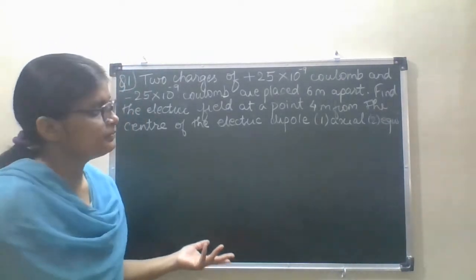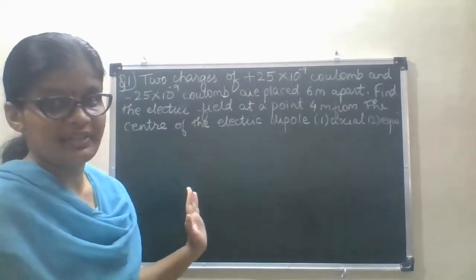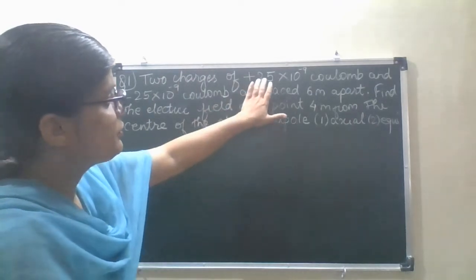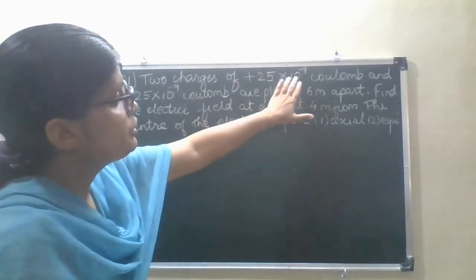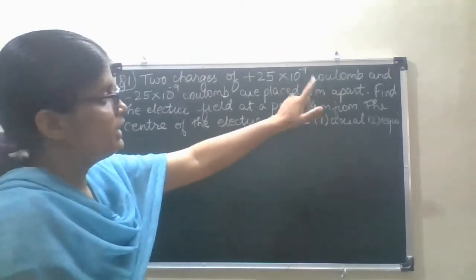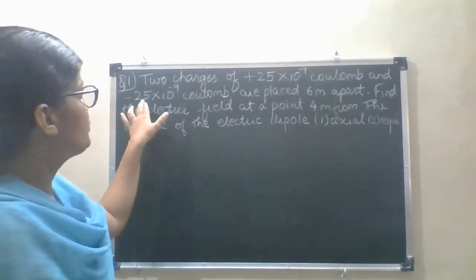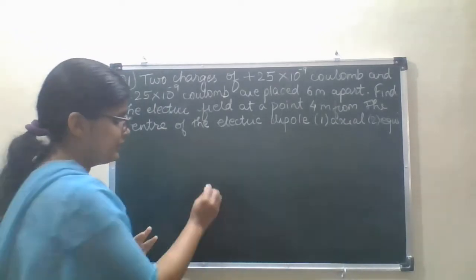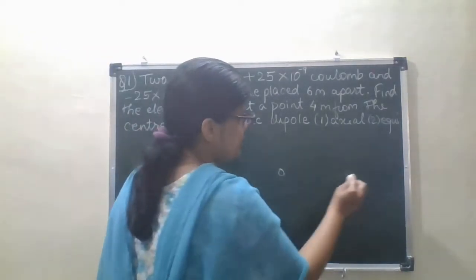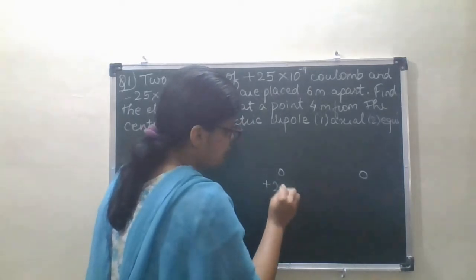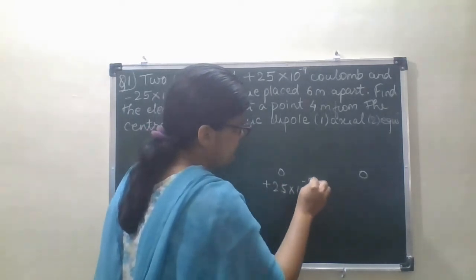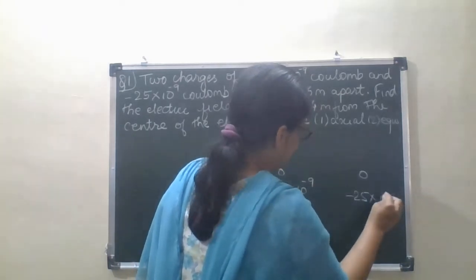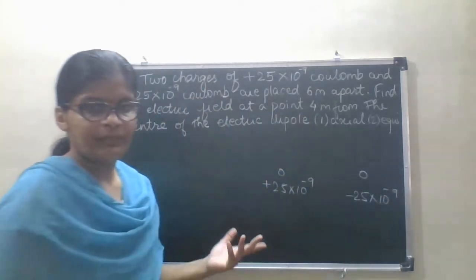So this is the given problem. Let us try to see what the problem is trying to say. There are two charges, 25 into 10 to the power minus 9 coulomb, and minus 25 into 10 to the power minus 9 coulomb. Means here one dipole is there. One is positive 25 into 10 to the power minus 9, and another is negative. Okay, this is the given.